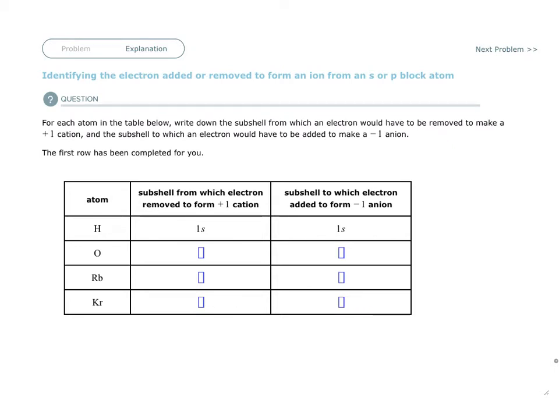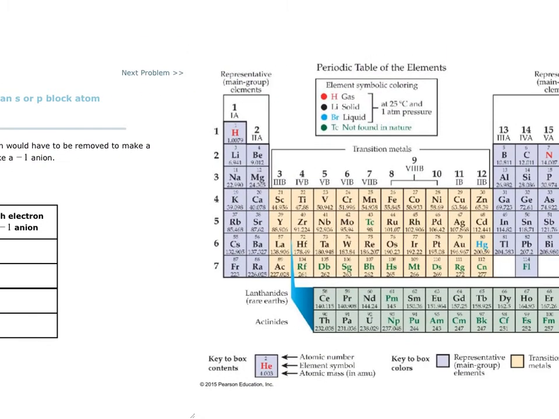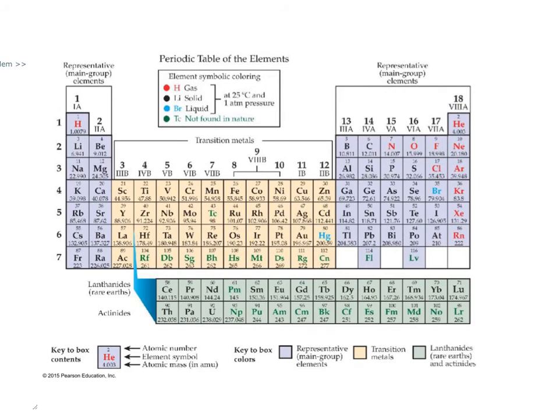I like this question because it forces you to find out where electrons live. So let's look at the example they give us at the beginning, hydrogen. It asks for the subshell from which the electron is removed to form a positive 1, and also the subshell to which the electron is added to form the negative 1. So let's go over to hydrogen. Hydrogen is 1s1.